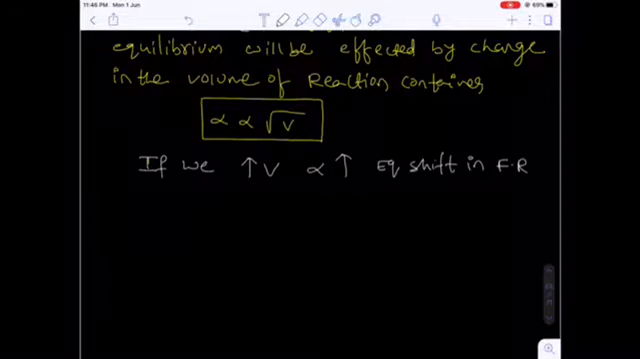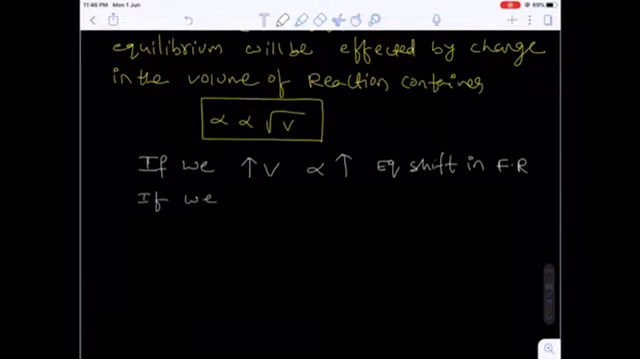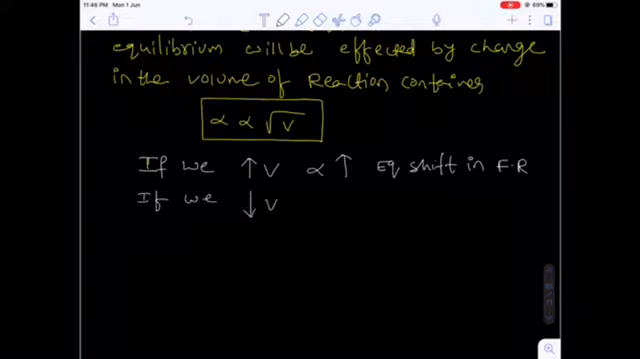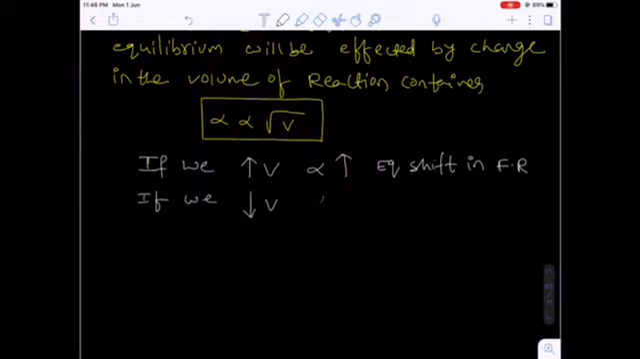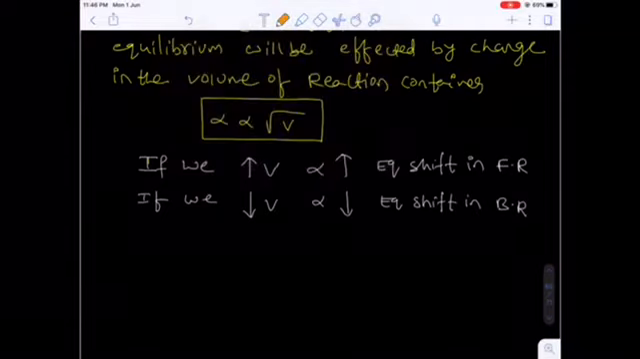What is the effect of the volume on the position of equilibrium of PCl5 gives PCl3 and Cl2? Okay, now if we decrease the volume, then what about the alpha? Also decreases. When the degree of dissociation decreases, the equilibrium shifts in the reverse direction, that is the backward direction.